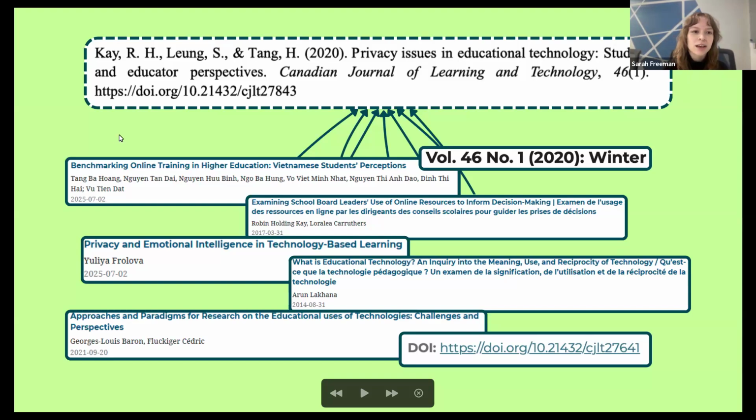So we can see here that two of the authors here, Kay and Tang, have previously published in the journal. Below here are all images taken from the website of the journal itself. We can see the issue is volume 46, number 1 from 2020. That's a legitimate issue that the journal published. Topics like privacy and educational technology have been published by the journal before, and the DOI follows the pattern of DOIs that the journal actually publishes.